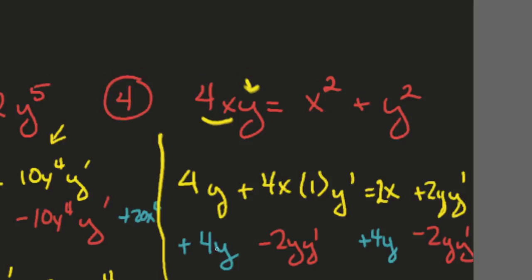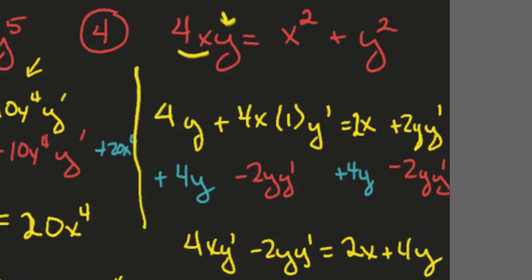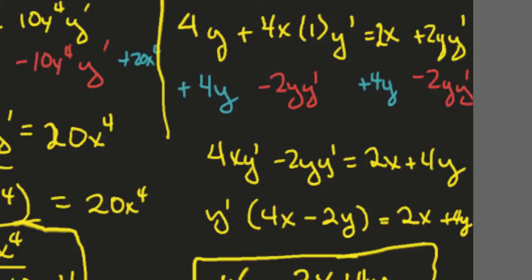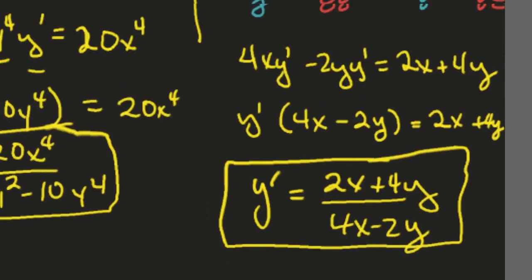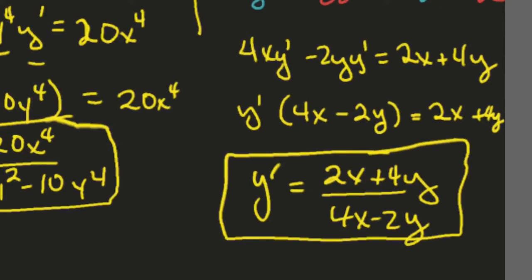Get the y primes on one side, everything else on the other side, and then factor out your y prime. Business as usual at that point, it's algebra. Divide both sides, and there's your answer. Alright? So you need to practice, practice, practice. That's the most important part of all this, and you'll get the hang of it in no time flat.